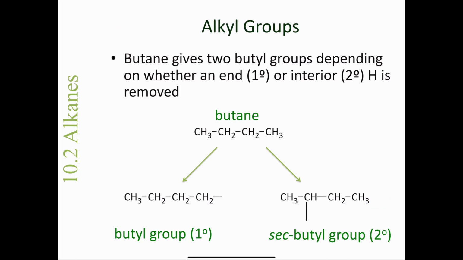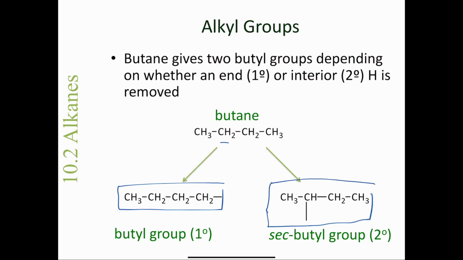When we get to 4 carbons, it can get even more interesting. So if I take butane, and if I remove one of the hydrogens from the end, I end up with a butyl group, as is shown here. But if I remove one of the hydrogens from the carbons in the middle, I end up with what's called a sec-butyl group. And so you have to be able to recognize a butyl group and a sec-butyl group.